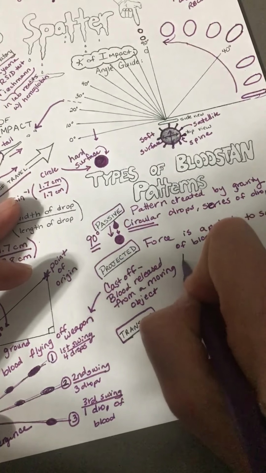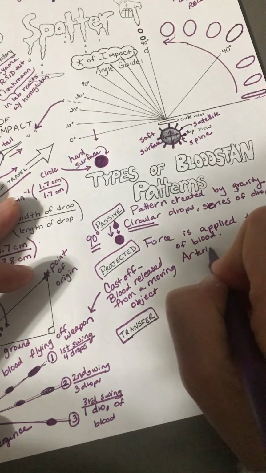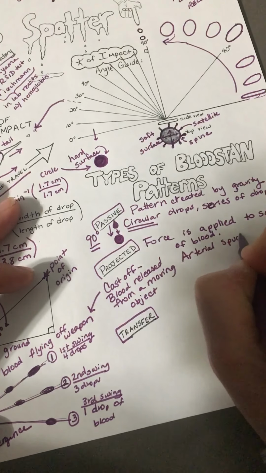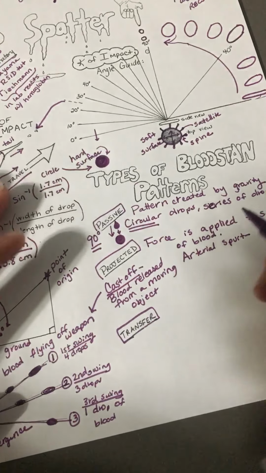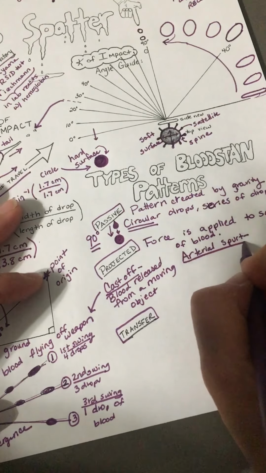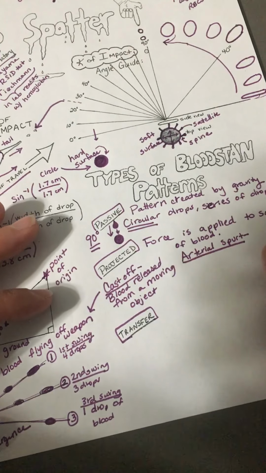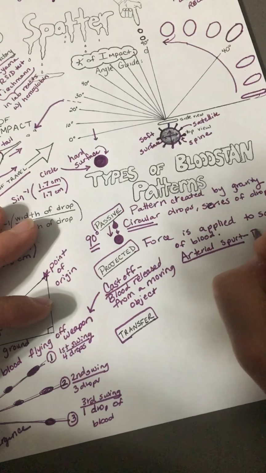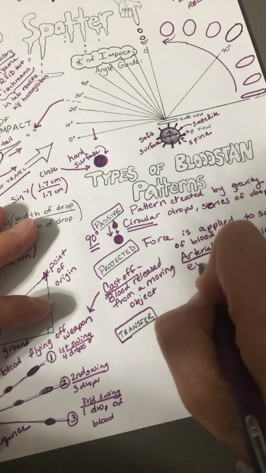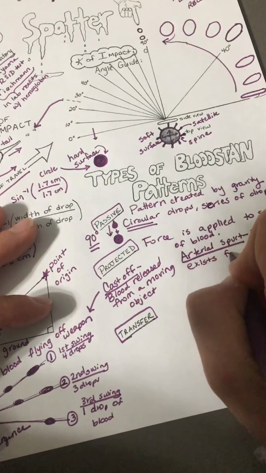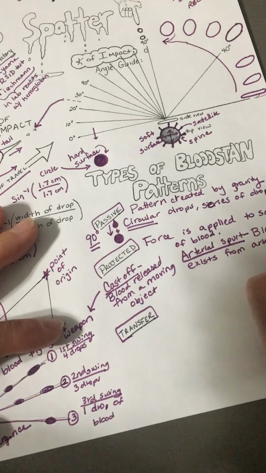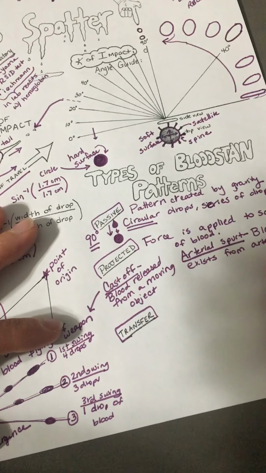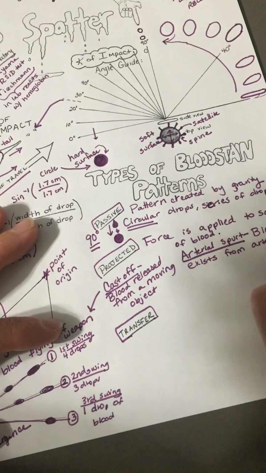Another one, I actually was talking to my kids about this one, an arterial spurt. This is one that'll be scary. All right, so cast off would just be blood flying off of a weapon. Arterial spurt is when blood is exiting from an artery. And this blood would be bright red. And it would be, like I said, spurting.